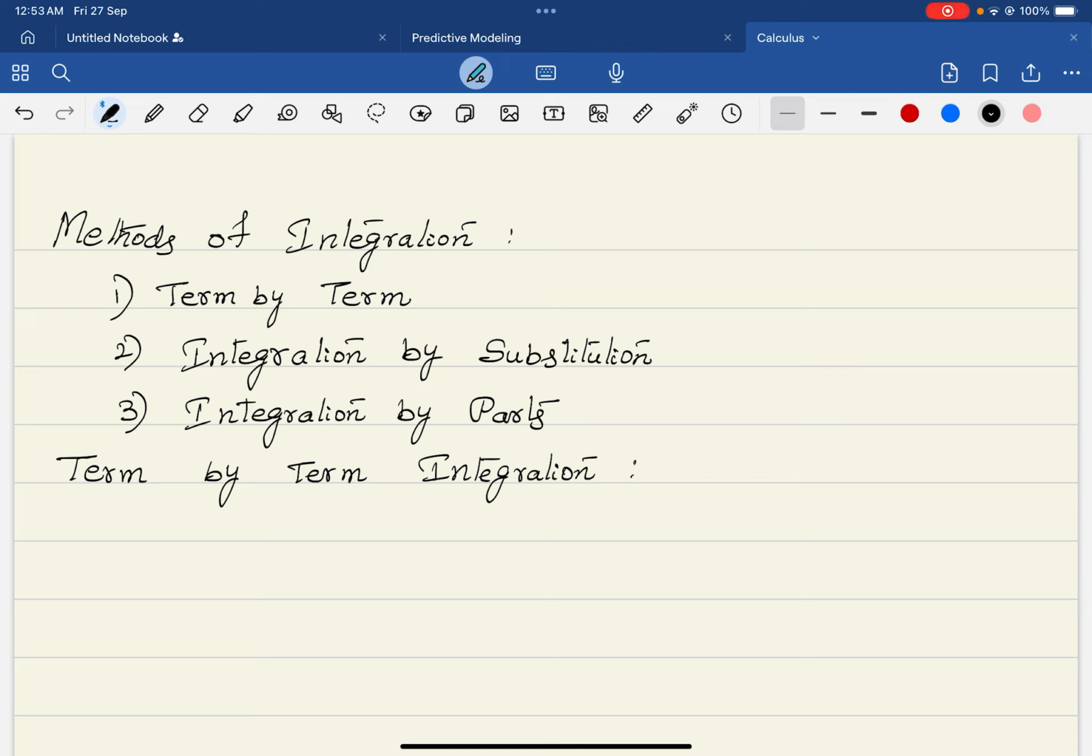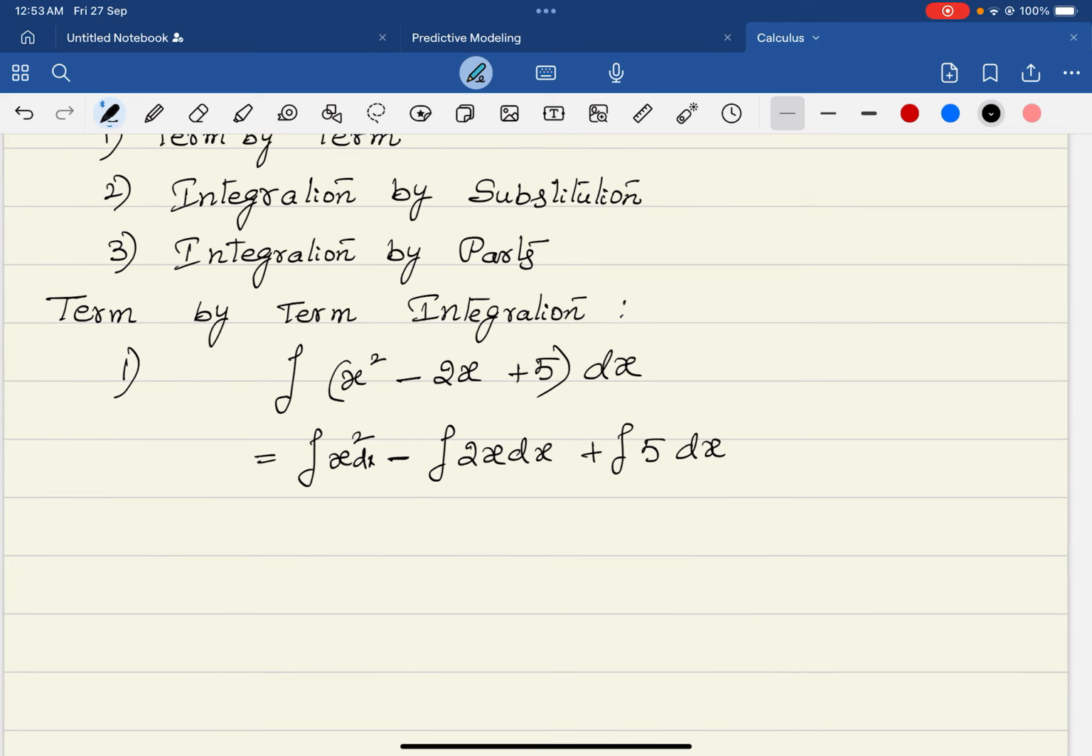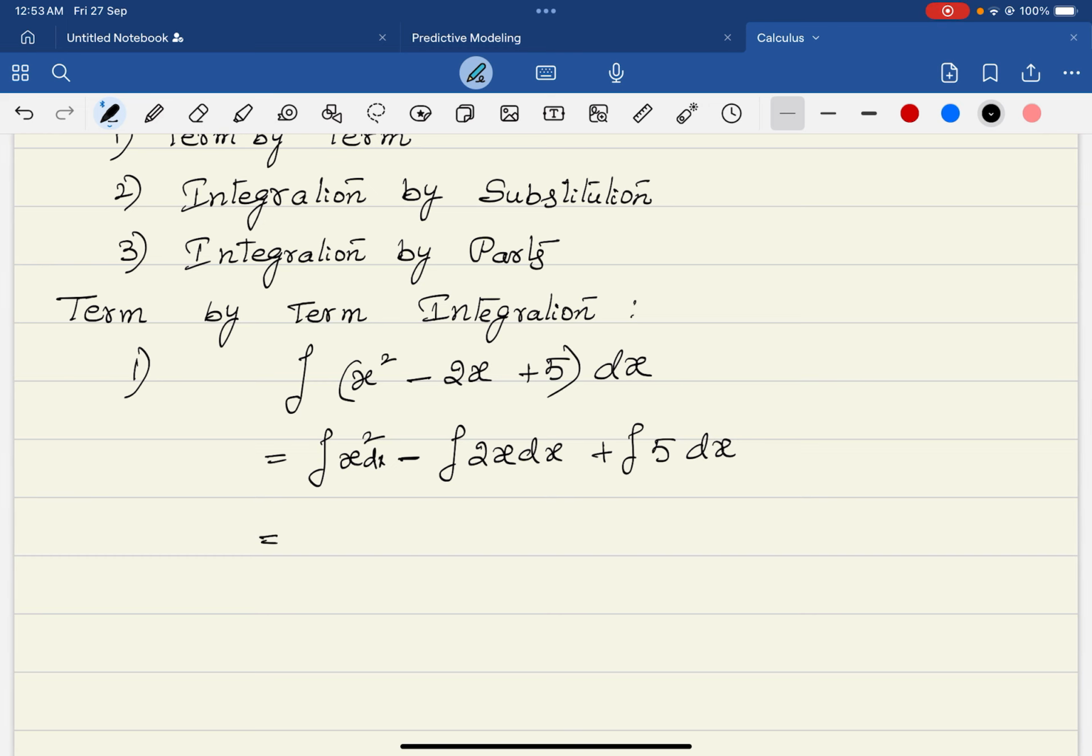So let us now have a look at the problems. I will start the problems and show how to solve them. The first problem is, for example, the integral of x square minus 2x plus 5 dx. What we do is split this as integral of x square minus integral of 2x dx plus integral of 5 dx. Now we take down the integral of x square dx.